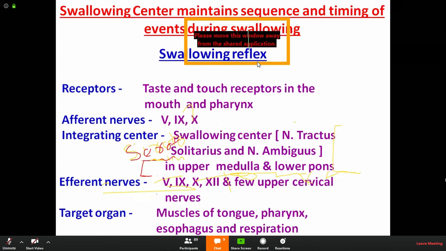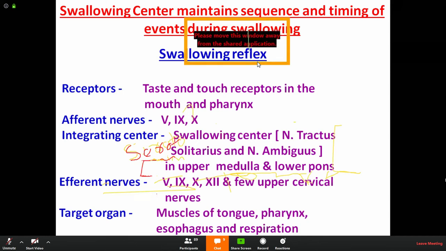The center is the swallowing center, which is present in the nucleus tractus solitarius and nucleus ambiguus, in the upper part of the medulla and lower pons. The efferent nerves are the 5th, 7th, 9th, 10th, and 12th cranial nerves.